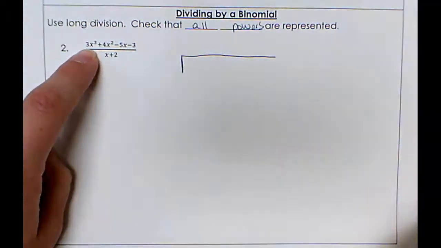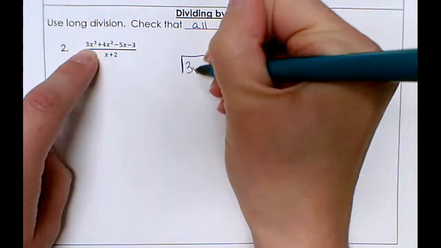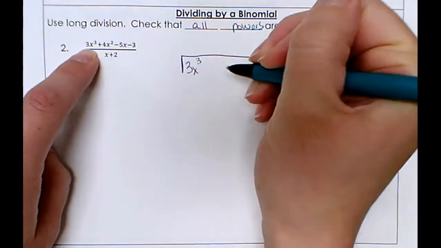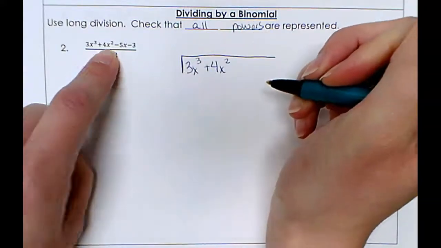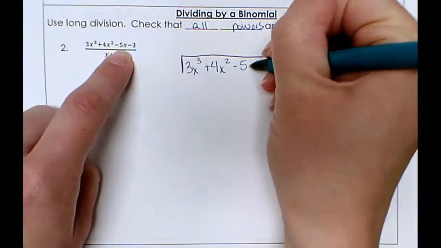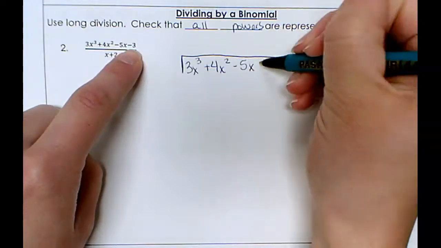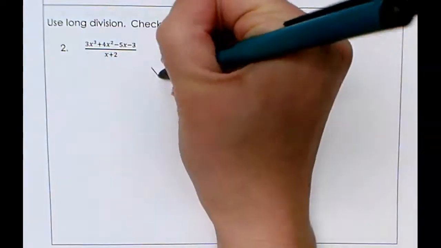If you are familiar with the phrase top in, bottom out when you're dividing, that's what we're doing. 3x cubed. Next thing I need is an x squared term, and I have it. Next thing I need is an x term. I have it. And then a constant term. I have it. And I'm dividing by x plus 2.